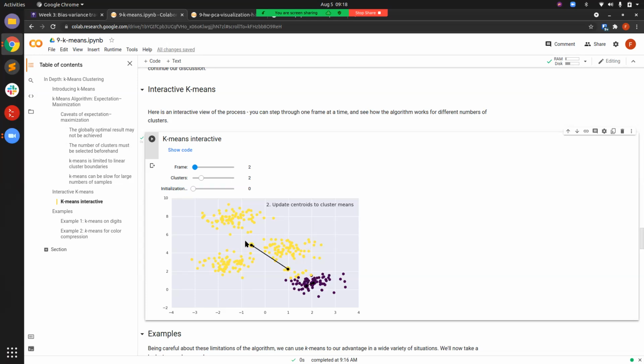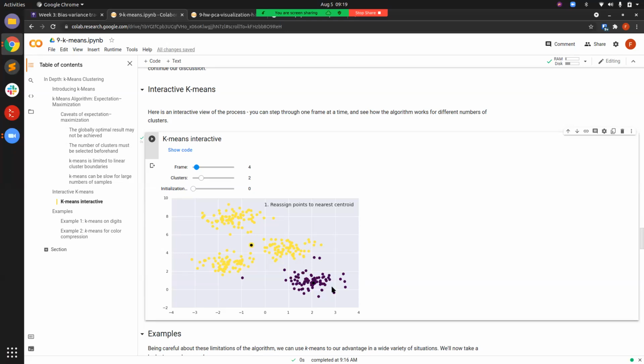Now that we've updated the cluster centers, we need to repeat the expectation step. So we're now going to assign points to their nearest cluster again. Here we've assigned these points to purple, these points to yellow. You may be a little surprised that this point here, which appears to be much closer to the yellow, is assigned to the purple.